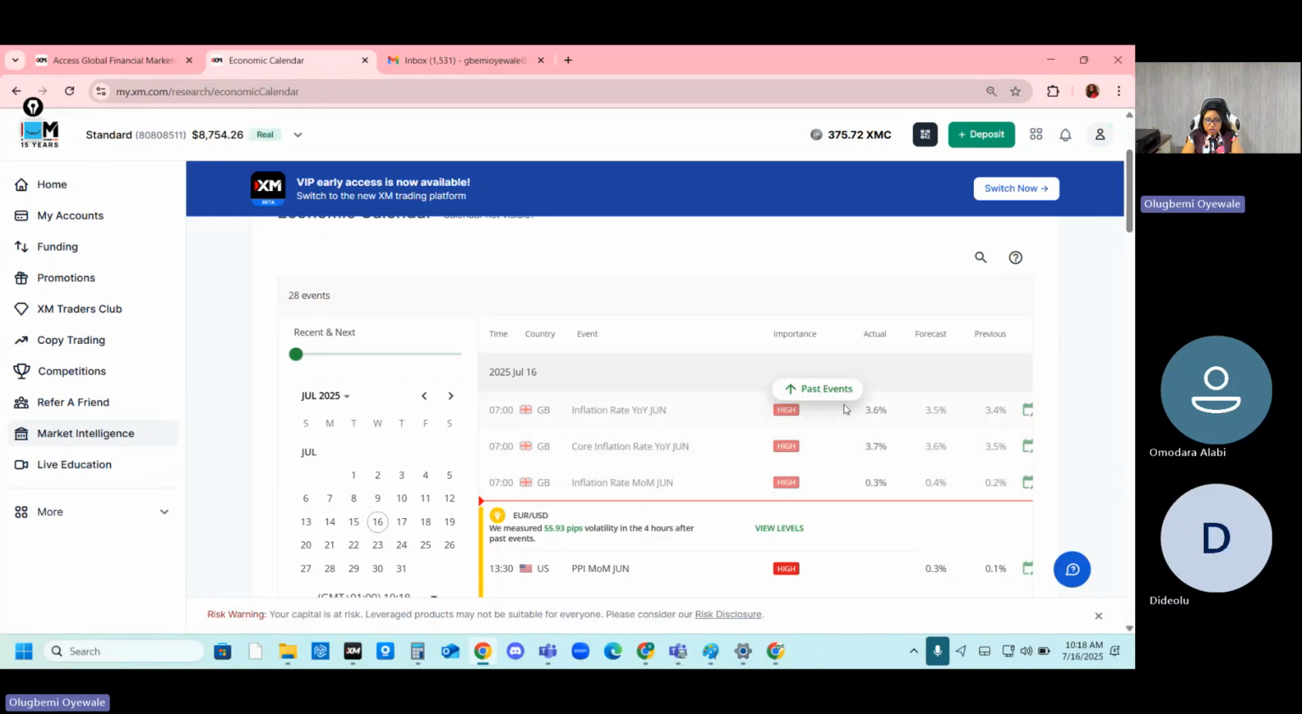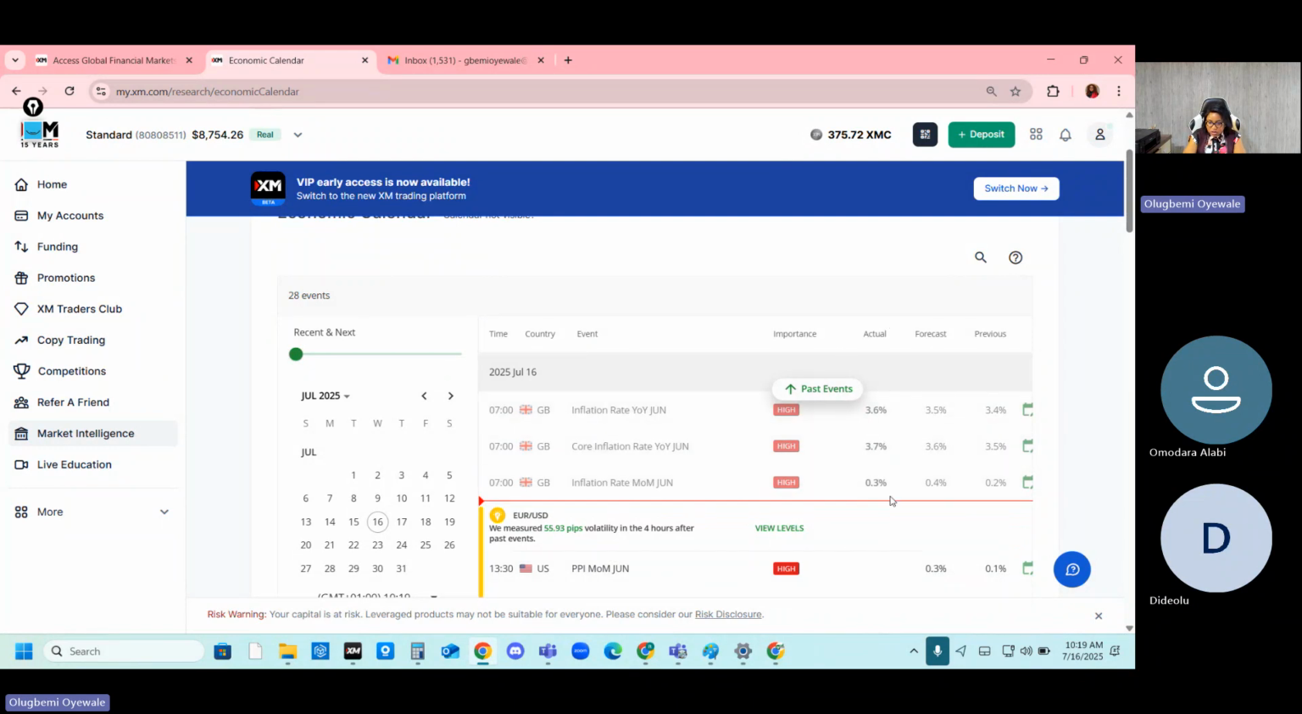that has to do with inflation. So I look at the inflation level in the UK, how is it likely to affect price? So I see the level of inflation was 3.4, and the forecast was that it was going to go to 3.5, but it did go all the way to 3.6. Now that I have that idea that it is higher, how do I trade it? But this is coming after the news now. Before the news, you're not going to see this actual.